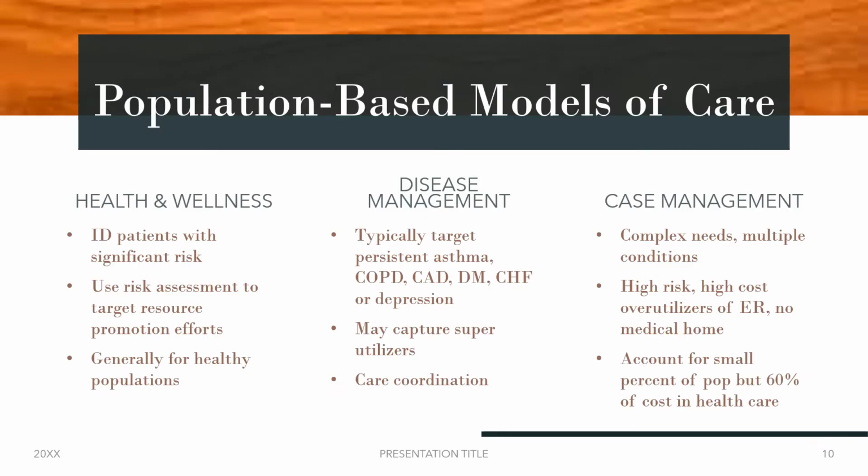So these are 3 population-based models of care that they discuss in the chapter. And I apologize that the slides have this presentation title, the template at the bottom, but I hope it's not too distracting for you. So the 3 population-based models of care are the health and wellness model, the disease management model, and the case management model.